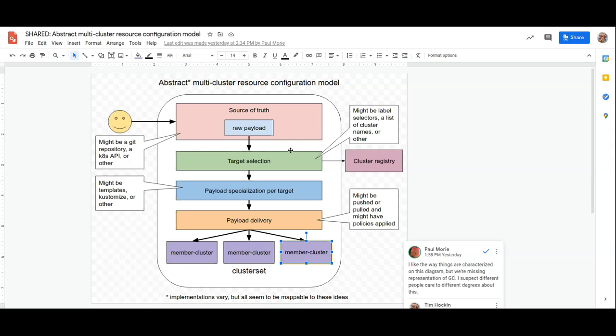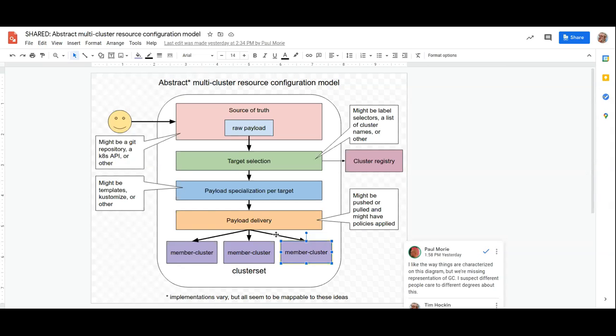Sure, that's an interesting point, right? Because if the payload is a Helm chart, the thing that I'm actually pushing out to the clusters may not be the Helm chart. It may actually be the expanded form of all those resources. Is that where you're going?